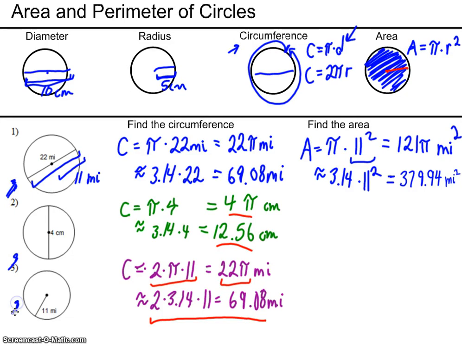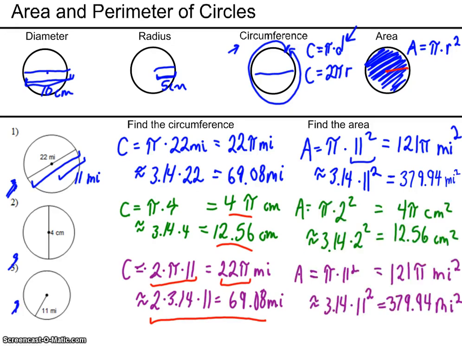At this point, pause the video and try to find the area for circle number 2 and circle number 3. Again, watch out for the difference between the radius and the diameter. Pause the video now. The answers will be up in 3, 2, 1. And here we are. The second circle had an area of 4 pi square centimeters, or 12.56 square centimeters in approximate form.